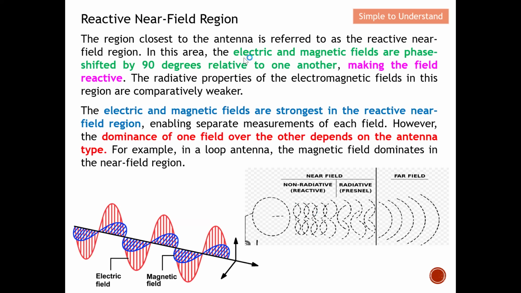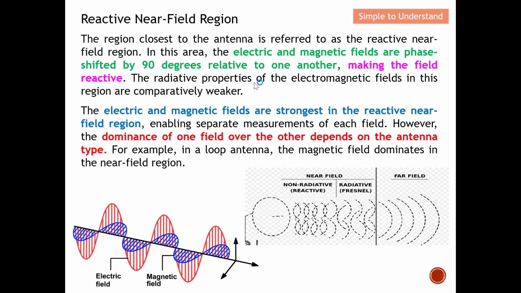Okay, in this area, the electric and magnetic fields are phase shifted by 90 degrees. You can see that the magnetic field is in blue and the electric field is in red, and they are 90 degrees apart. When the E field and H field are 90 degrees apart, you can determine the direction of propagation. Remember, in order for the electromagnetic field to propagate, the E field and magnetic field need to be 90 degrees apart. Once they meet this, this makes the field reactive.